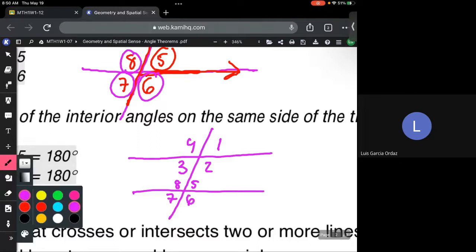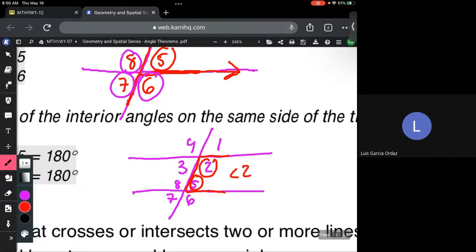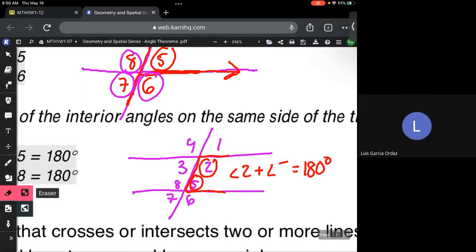So this is what the C would look like in a C pattern. So what the C pattern is stating is that when I have angle 2 and angle 5, those two angles should add up to 180. So for the C pattern, those two angles that are contained in the C have to add up to 180.